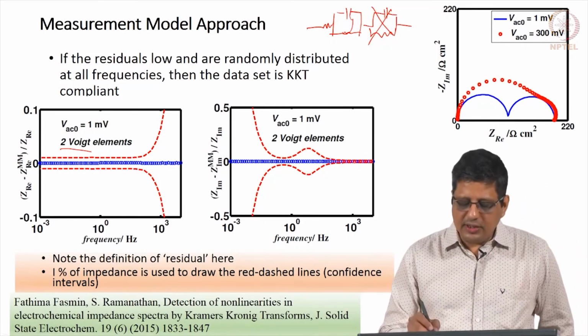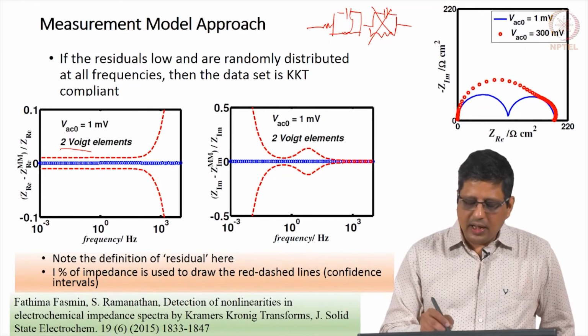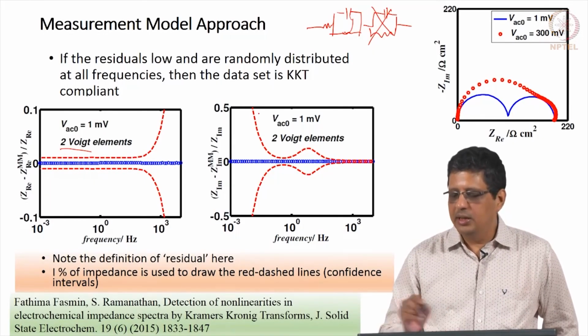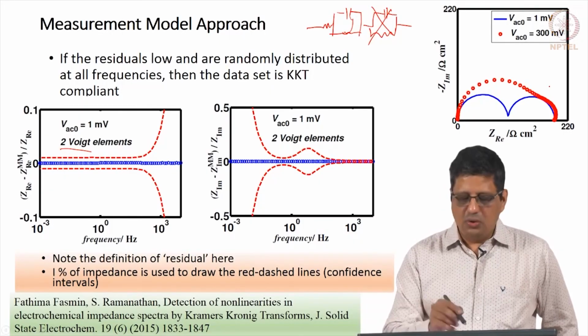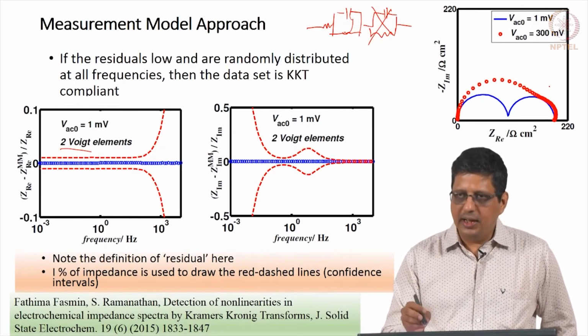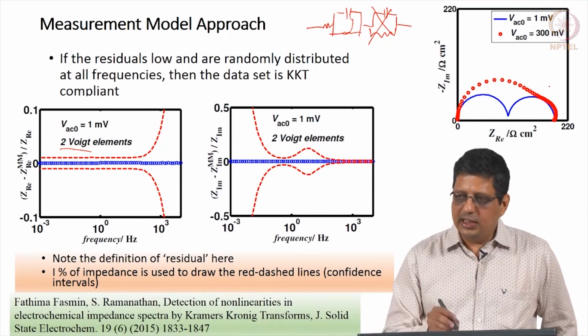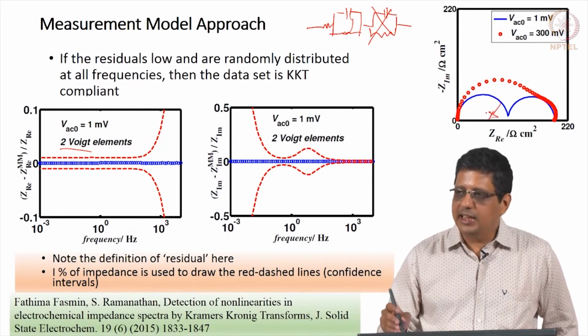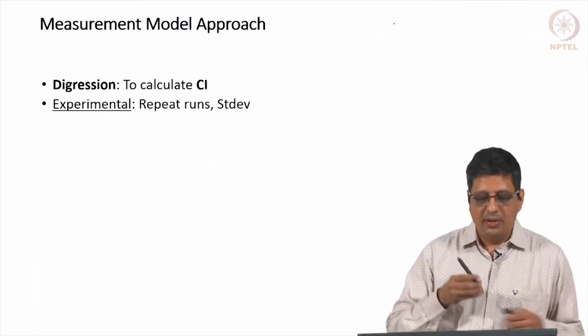So, if the residuals are very low and they are well within the confidence interval, I can say this is clean data, the 1 millivolt data match. That means, if I fit this to the 2 Warburg element circuit and I do it correctly, I get no significant amount of residuals. So, this data probably arises from a KKT compliant system.